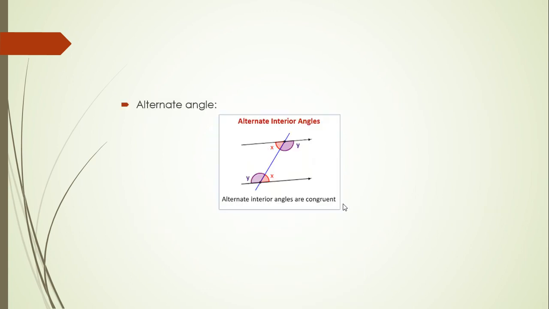Alternate angles. You can see a picture of alternate interior angles. Here you can see the red color x. It means that the x angles are equal. Both angles are equal. You can see these are in the shape of the letter Z. Now y is equal to y. This is equal to alternate angles. They are alternate interior angles. Similarly, alternate exterior angles: x is equal to x and y is equal to y.